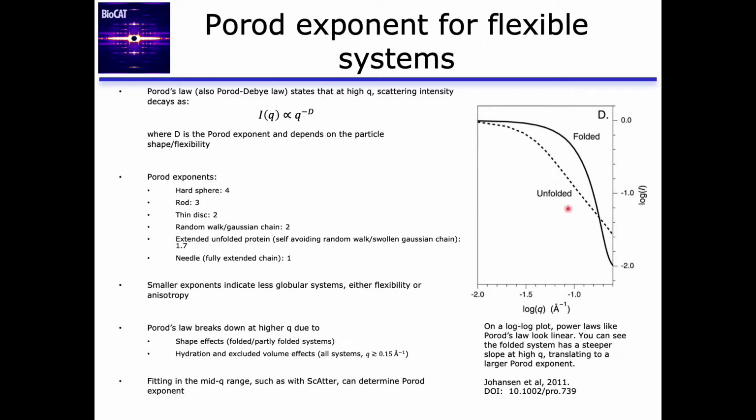In this plot on the right, I'm just showing you this Porod exponent region. This is a log-log plot, which means that a power law, like q to the negative d, looks like a line, and the slope of that line is the exponent. For this folded system here, you can see there's a linear range somewhere in here with a relatively steep slope. For the unfolded system, there's this long linear range, and it has a shallower slope. So this corresponds to a smaller Porod exponent, closer to 2 probably for the unfolded system. The folded one is larger, closer to 4. This is what we expect.